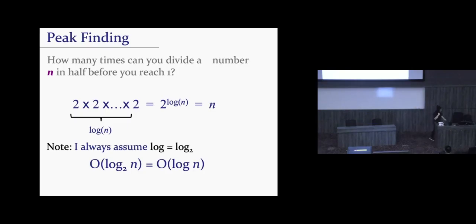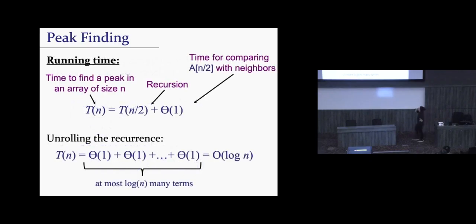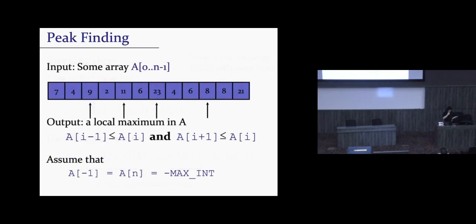I think I mentioned this on Monday, but if you were spacing out, or weren't there, I always assume that log is in base 2. Computer scientists almost always do this. If you're a physicist, sorry, we don't consider you part of our group. So it's always log base 2 of n. Don't tell the physicists I said that. So that's the idea: you take this recurrence, unroll it, and ask how many of these theta 1 terms we have. There are at most log n many such terms, so that happens to be O(log n). That's how you solve peak finding.